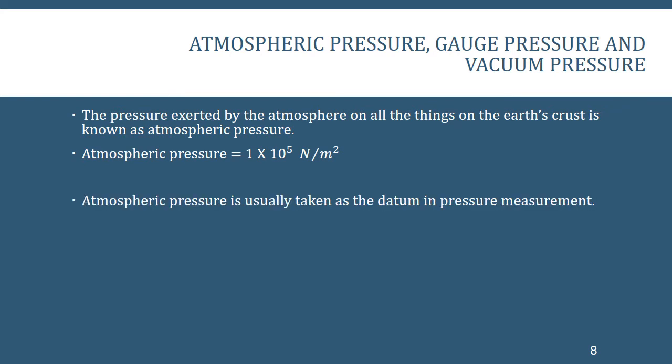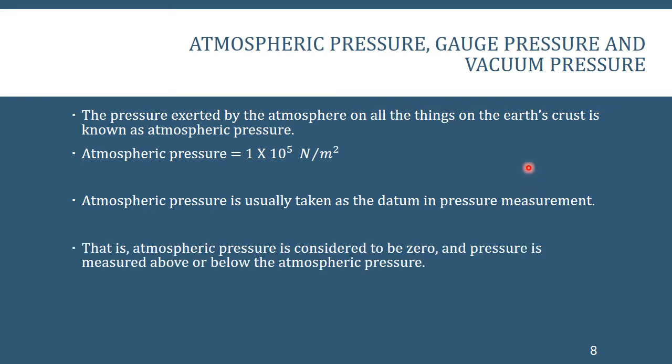Now, in pressure measurement, atmospheric pressure is usually taken as the datum. What do you mean by the datum? That is, the pressure measured at a point is described as this much Newton per meter squared above atmospheric pressure or this much Newton per meter squared below atmospheric pressure. That is, atmospheric pressure is taken to be the source or the datum above or below which pressure is usually measured. So, atmospheric pressure is considered to be 0 and the pressure is measured above or below the atmospheric pressure.